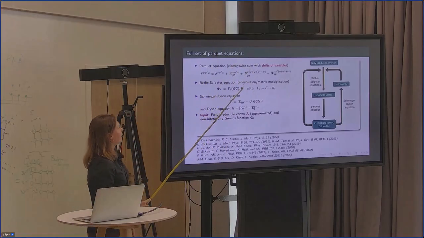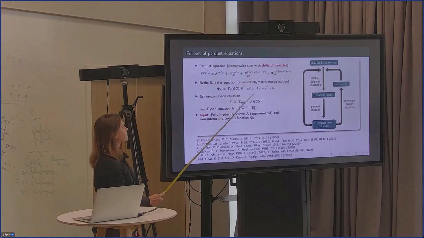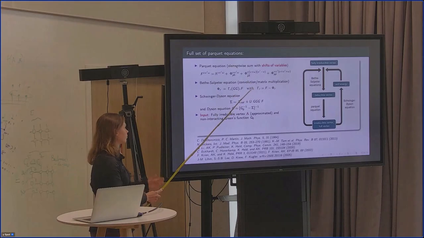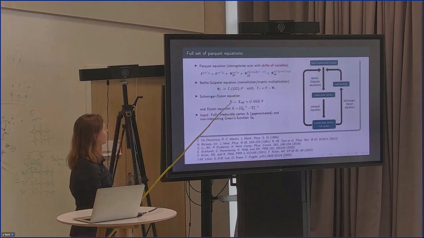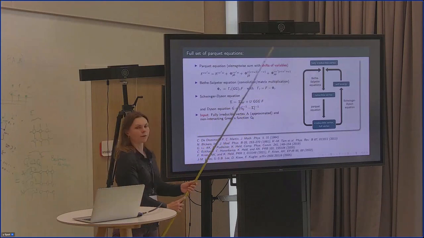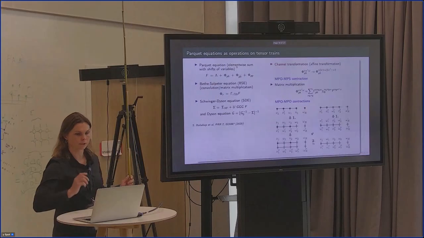Now, the next one is the Bethe-Salpeter equation, which is more like matrix multiplication. It is done on finite grids with just matrix multiplication, and the Schwinger-Dyson equation is more of the same. And then you also have this fact that you need to solve everything self-consistently.